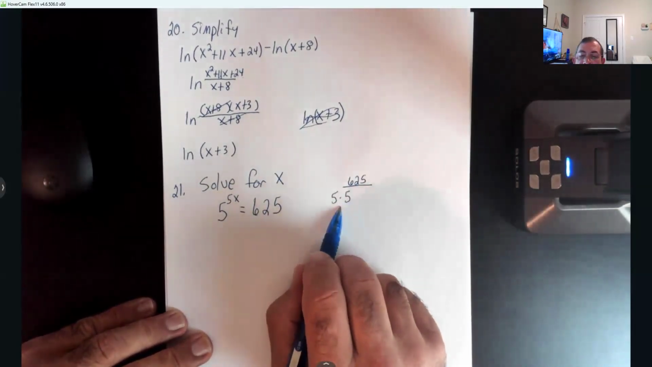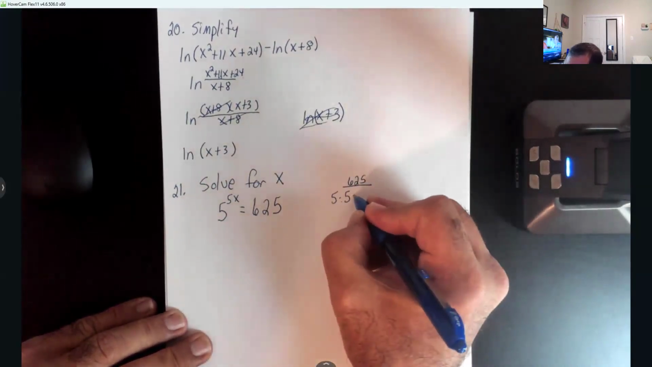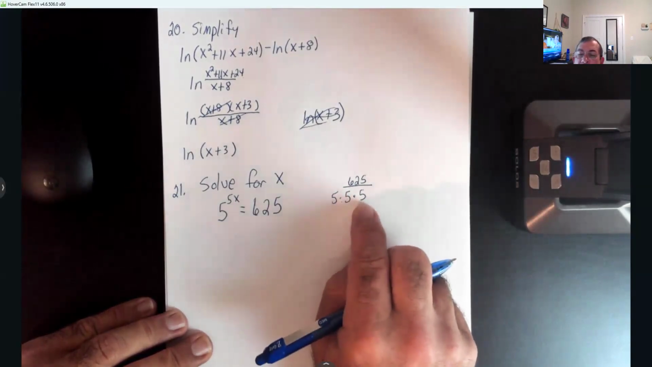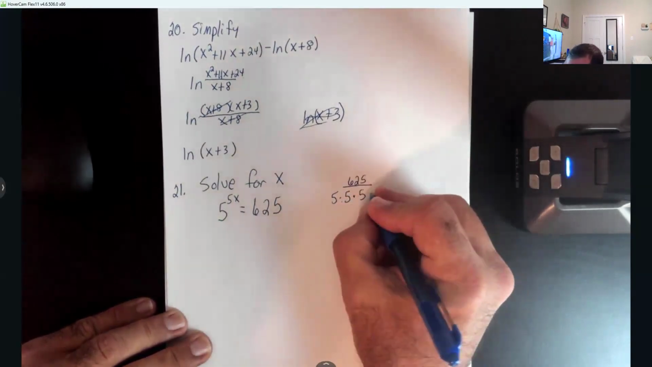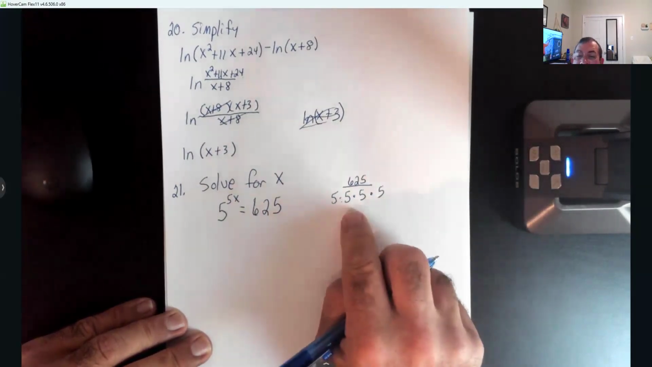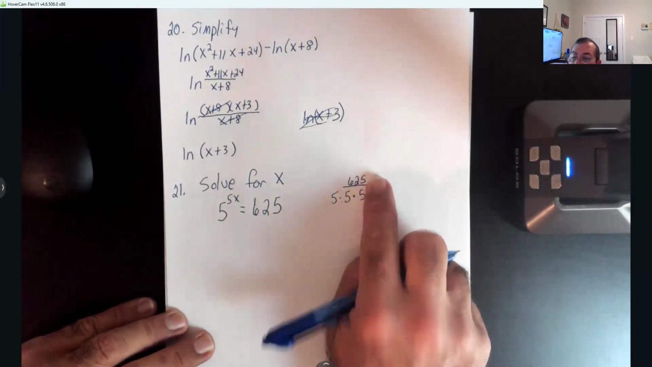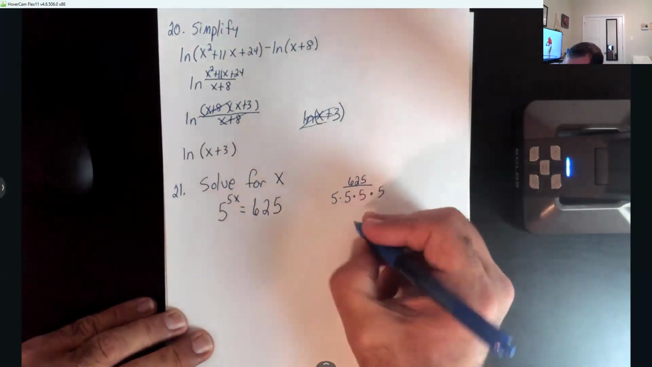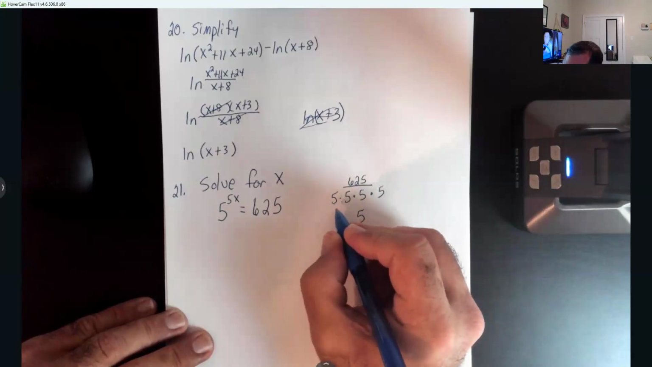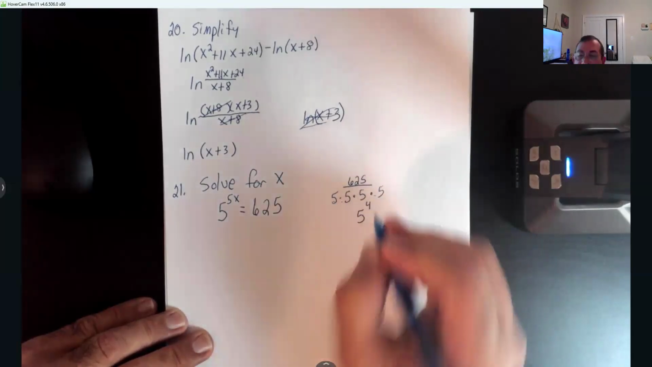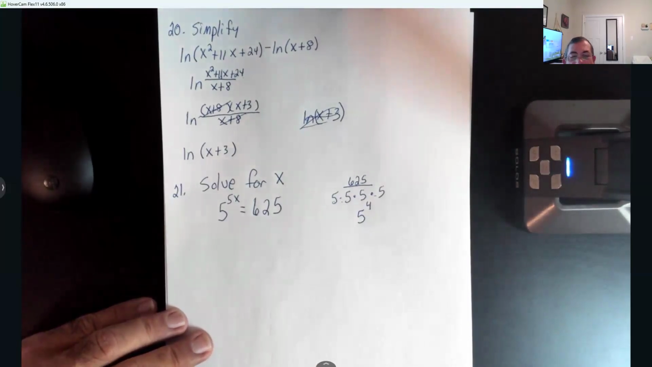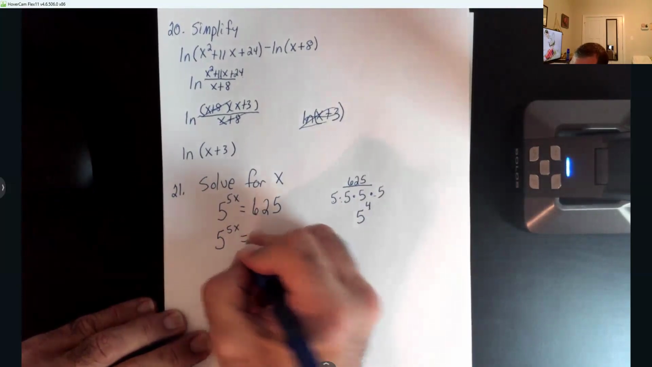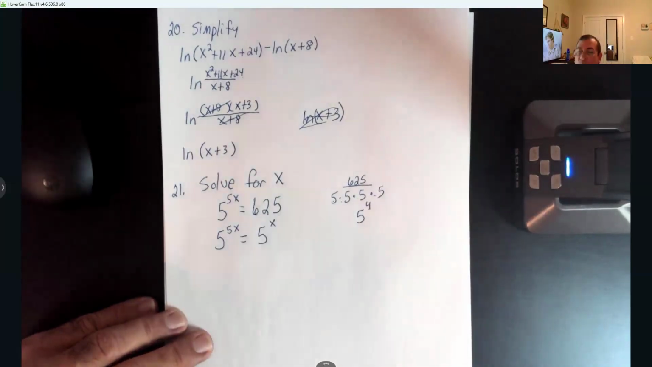Well, 5 times 5 is 25. 25 times 5 is 125. 125 times 5 is 625. So Nat, good job. You got 5 to the 4th, because y'all look here. Here's my base 5, and I had 1, 2, 3, 4 of them. So that makes that exponent a 4. Good job. So y'all, that gives me 5 to the 5x equals 5 to the 4th.